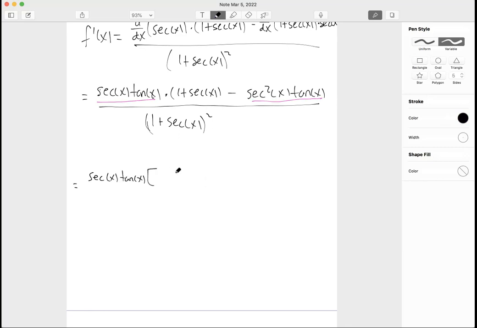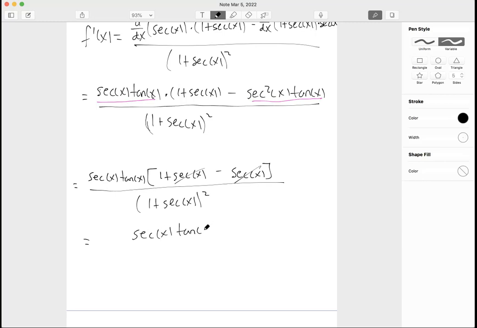Usually I like to leave things factored. So we have a 1 plus secant and minus what's left over here when we factor out a secant tangent is a secant. Okay, so that's really nice. So now that cancels out. So the secant and secant go away, and we have secant tangent divided by 1 plus secant squared. That's it. Great.